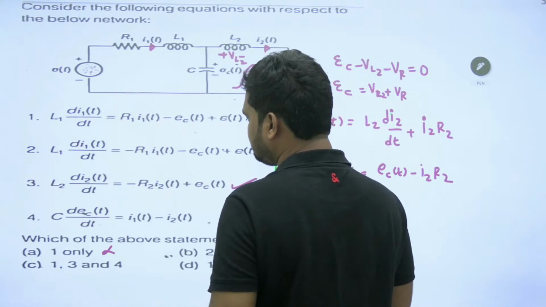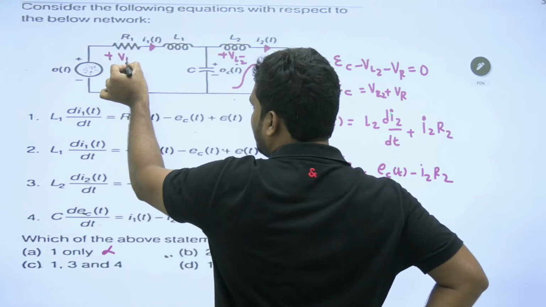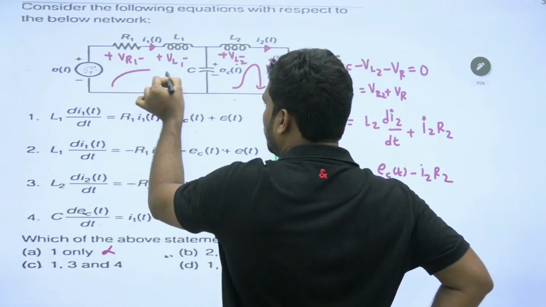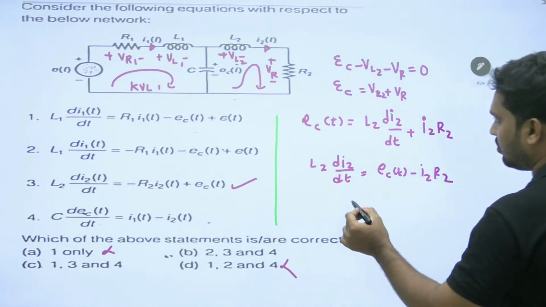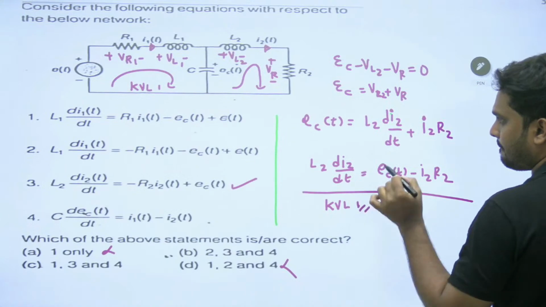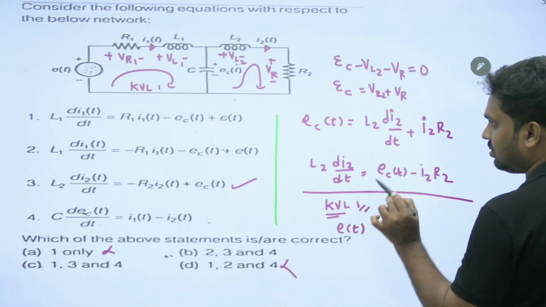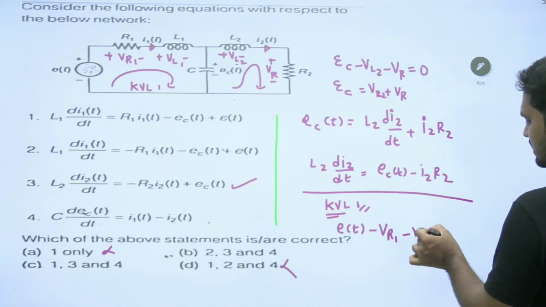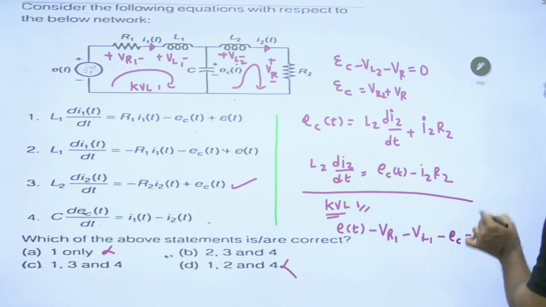Current, let me take this, current is in this direction पे है ना, VR1 and VL1. इस पे loop equation apply करो. ठीक है, आप ही बताओ यार. KVL in the first loop, negative to positive, E of t, positive to negative, minus VR1 minus VL1 minus EC equal to 0.